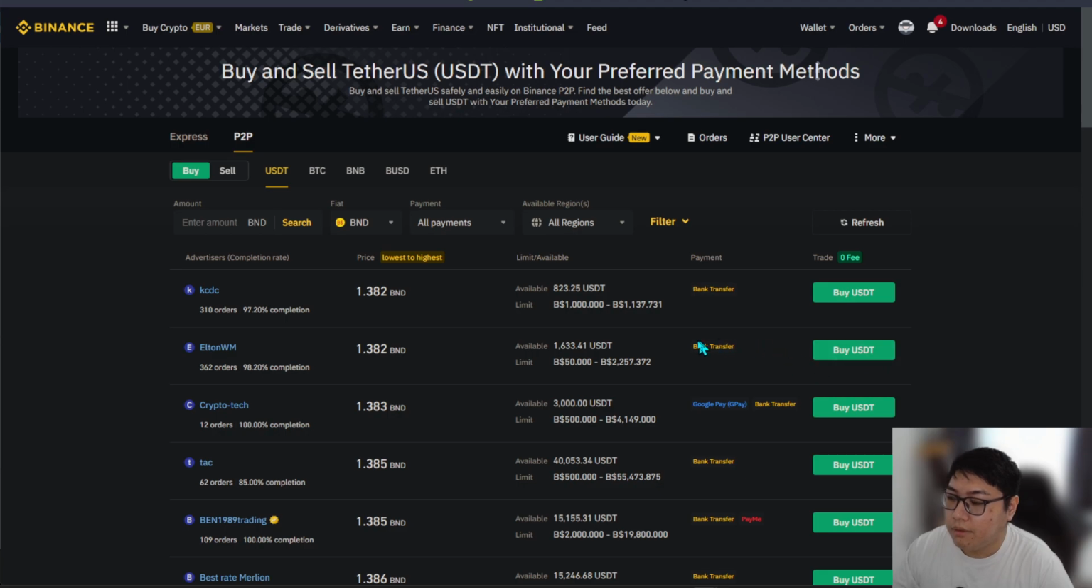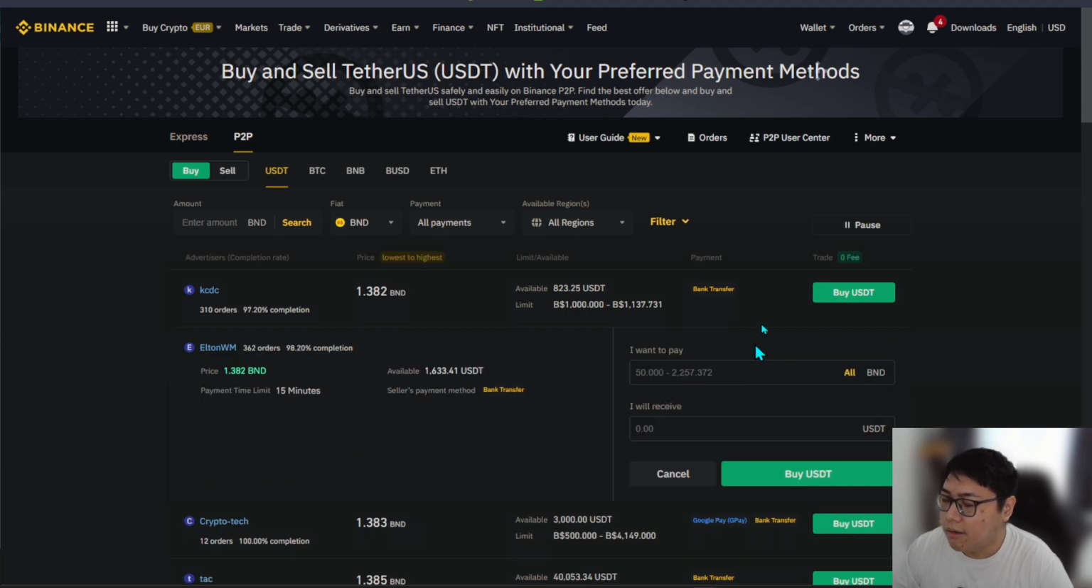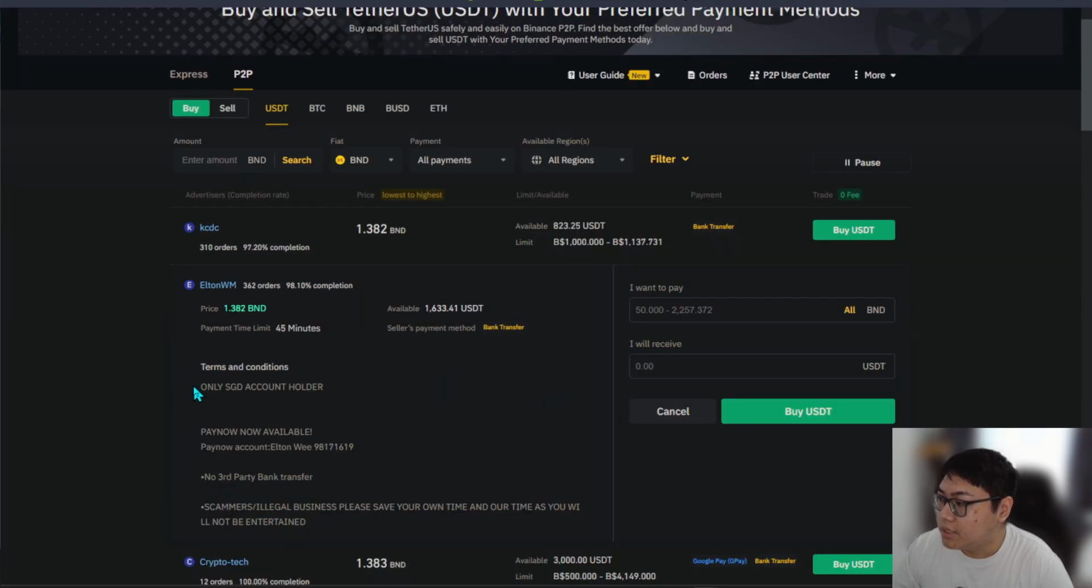The next thing you want to look out for is when you click on buy itself, it's going to pop up, and from there it's going to tell you the terms and conditions. Over here, it's Sing dollar account holders only. Pay now is available, so you can just give him a number, and from there he can pay now you, and after that you will receive your crypto.